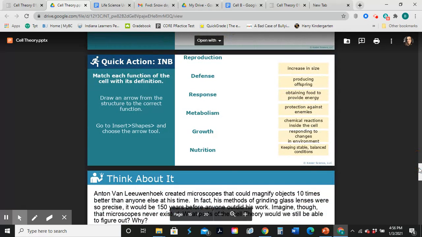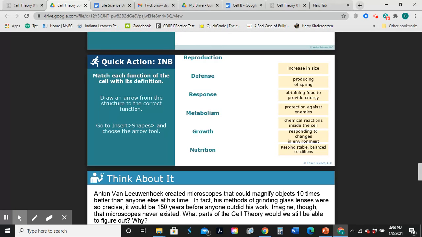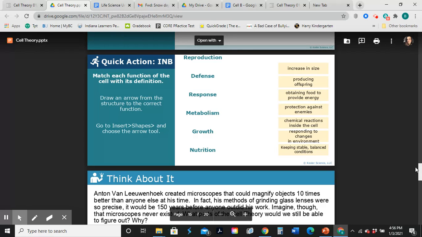Here you're going to match the definition to the meaning. You're going to draw an arrow, or you can draw a line, or you can move, copy and type in the text box what each one of these definitions are.